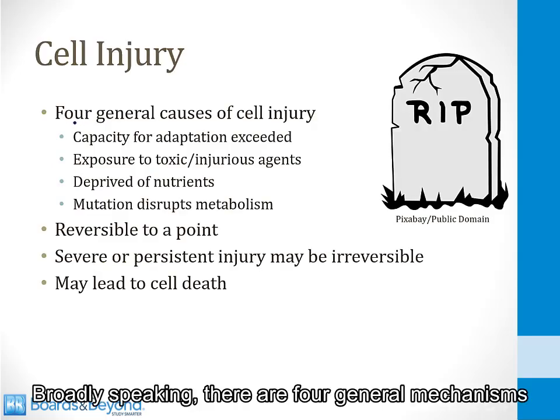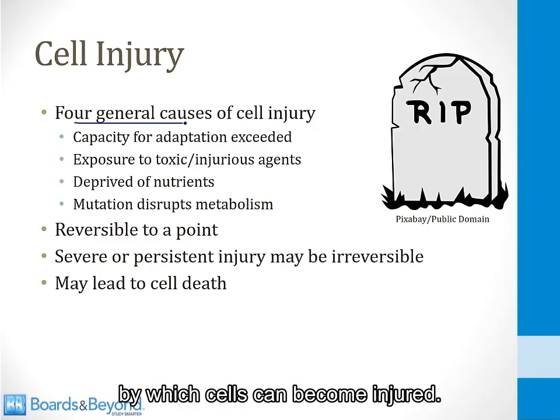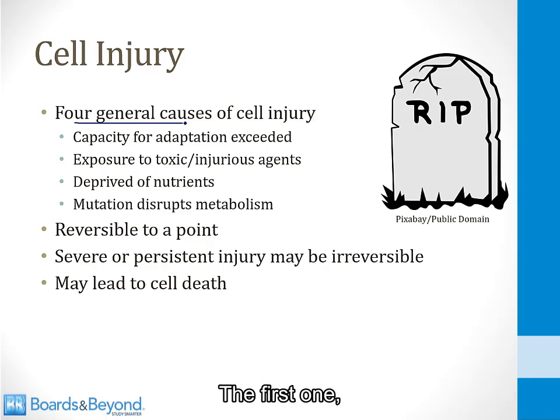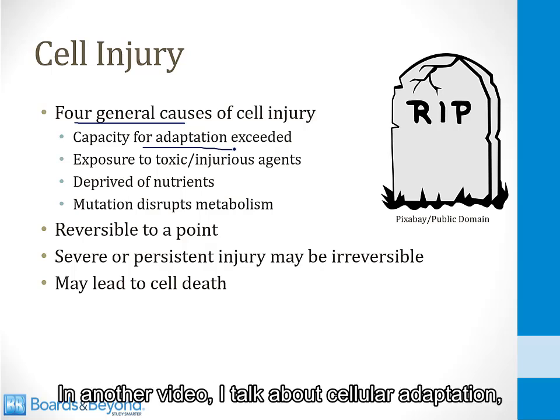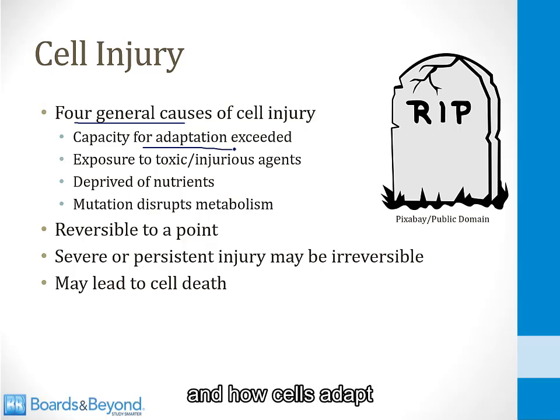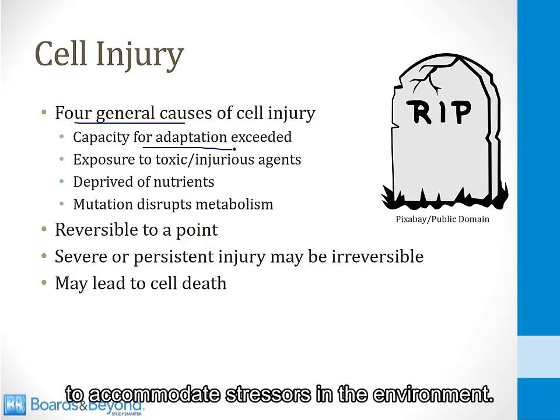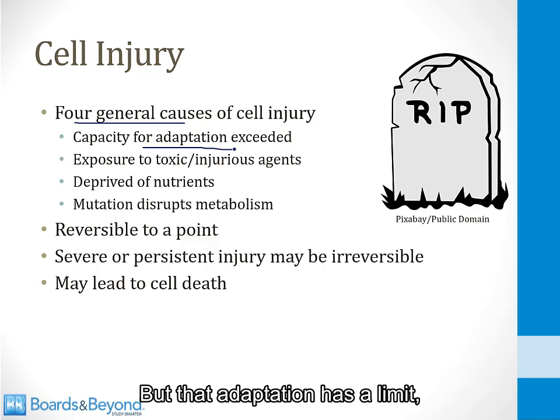Broadly speaking, there are four general mechanisms by which cells can become injured. The first one is if the capacity for adaptation is exceeded. In another video, I talk about cellular adaptation and how cells adapt to accommodate stressors in the environment. But that adaptation has a limit, and if that limit is exceeded, the cell can become injured.